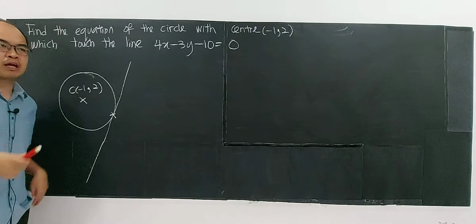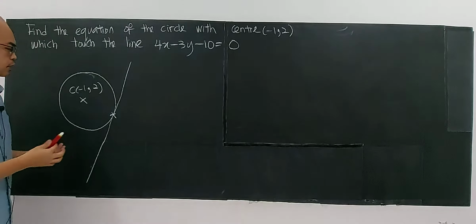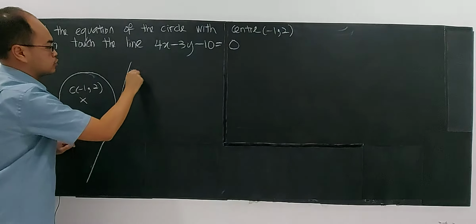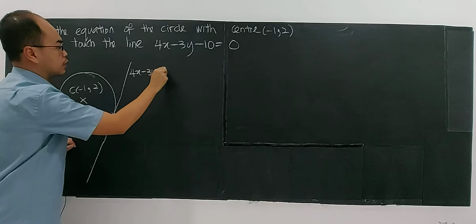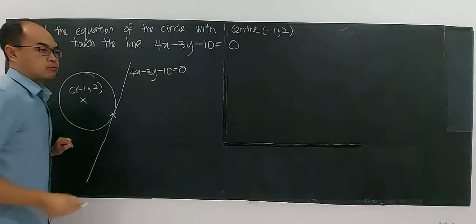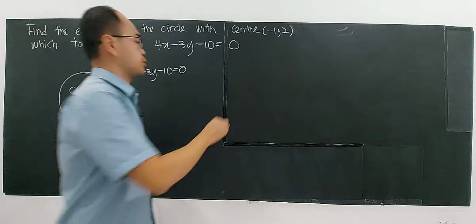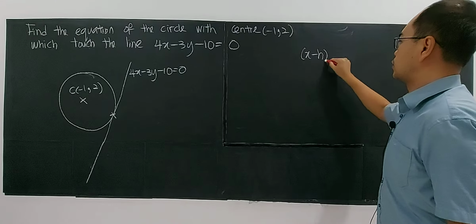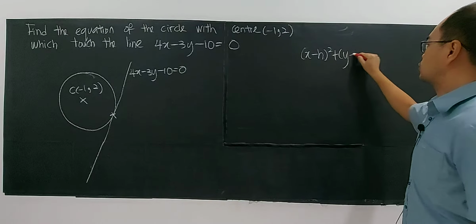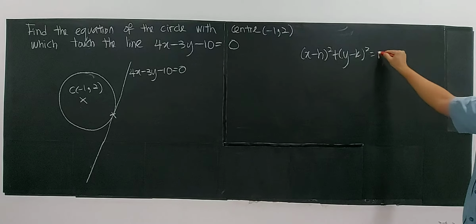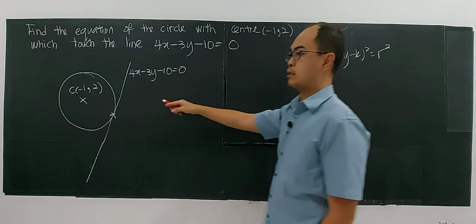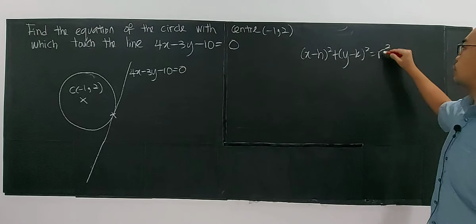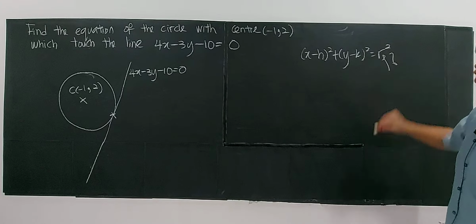Because we have very limited information here. We have just a center and a line, but we want to find the equation of the circle. If we want to find the standard equation of this circle, it will be easier to use the standard equation of the circle, because we already know the center. But the problem is we're not sure what the radius is.